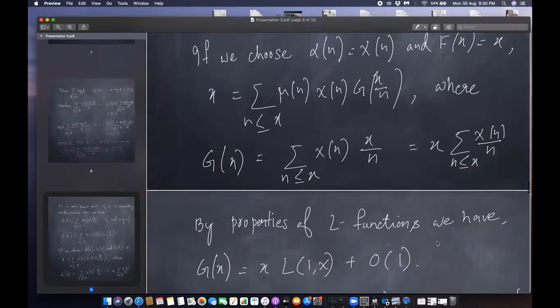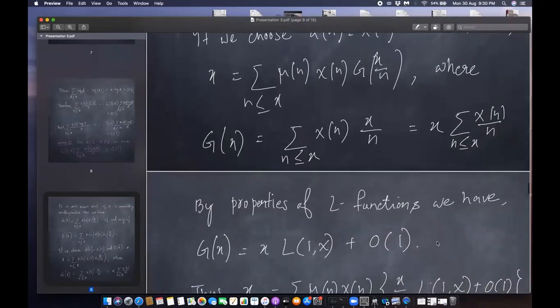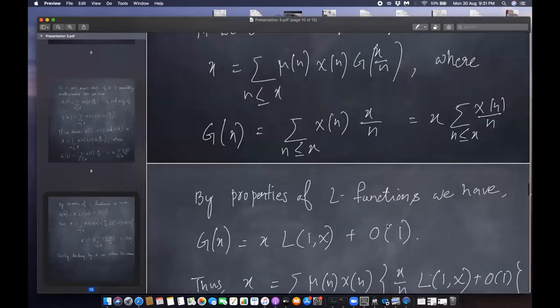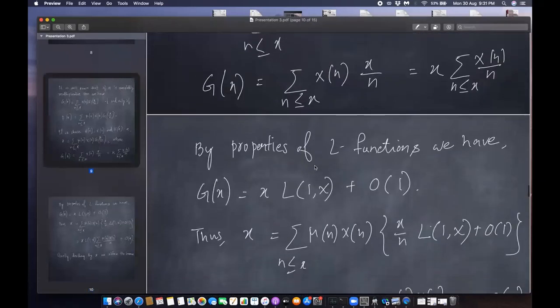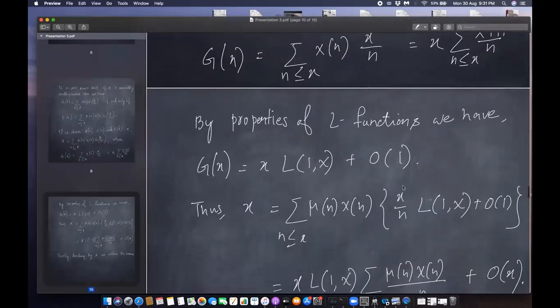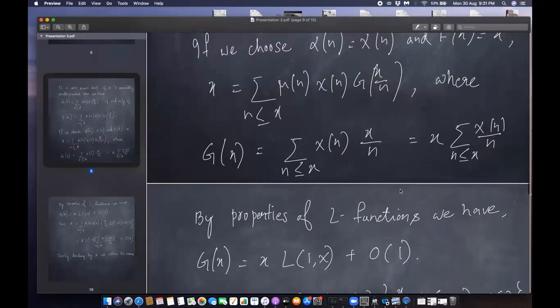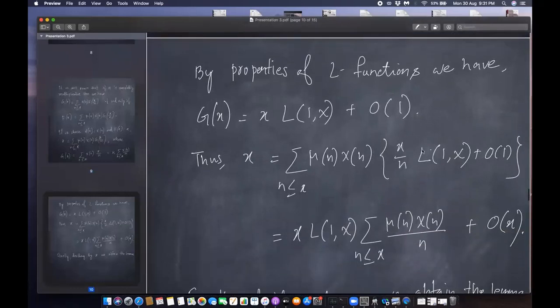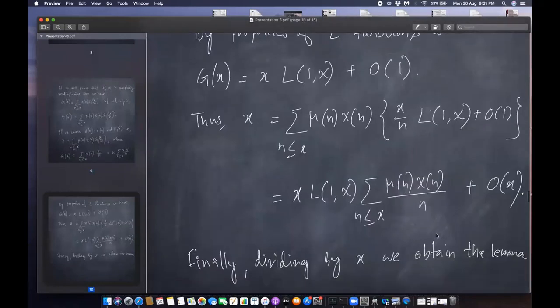All right. And then again, if we use the properties of the L function, then we can write g of x like this: x times L of 1 chi plus big O. So that's what we have here, x from here. So we have x here like this, where we replace g of x by this. Right? So now multiplying this, what we have is this.